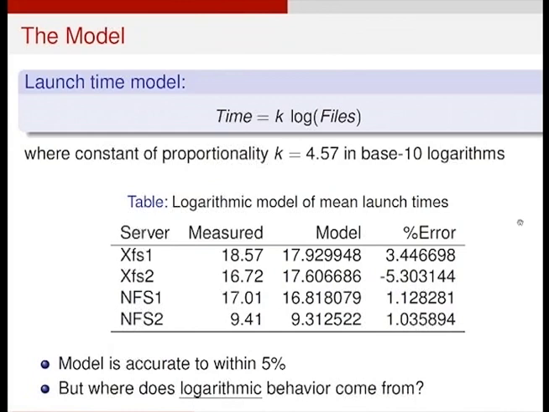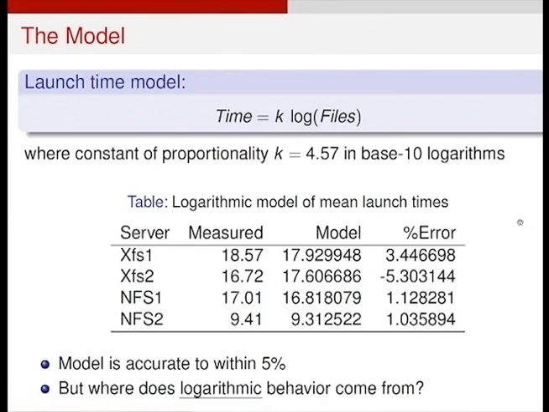What I'm proposing as a hypothesis, if you will, the model, is that the launch time is directly proportional to the logarithm of the number of files on the server. Now, if I change from base 2 to base 10, the number happens to be 4.57. If I plug that value into the model and go back to the original table, I have the servers as you saw them before, the measured launch times, and the launch time predicted by my model, which just happens to be the equation in the blue box above. And you can see that if I calculate the standard error, it's within 5%.